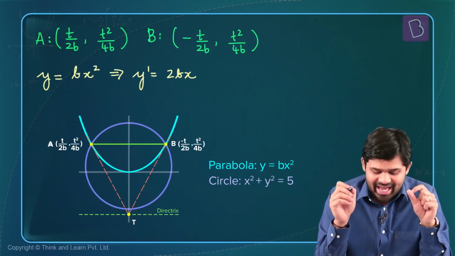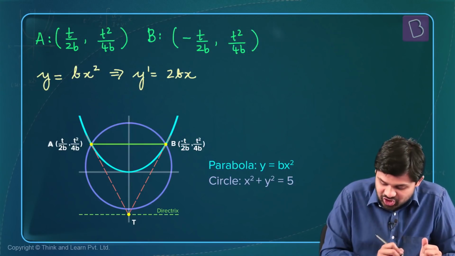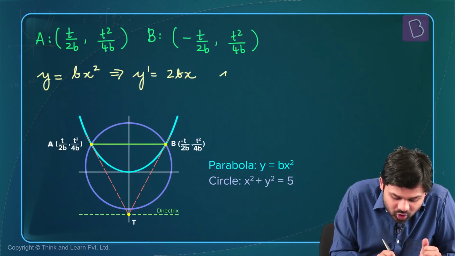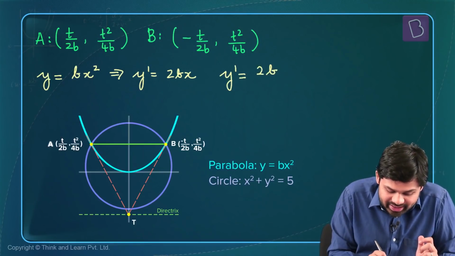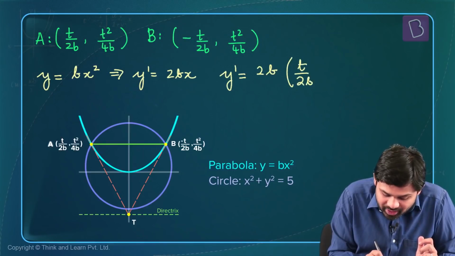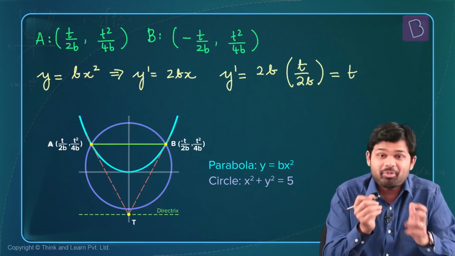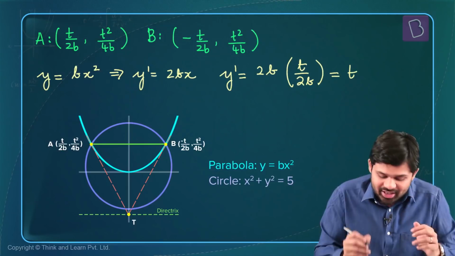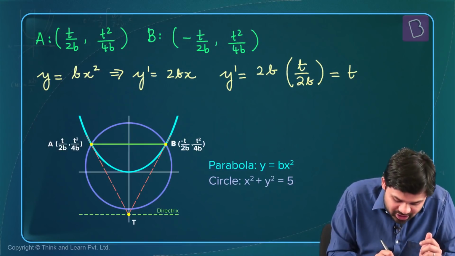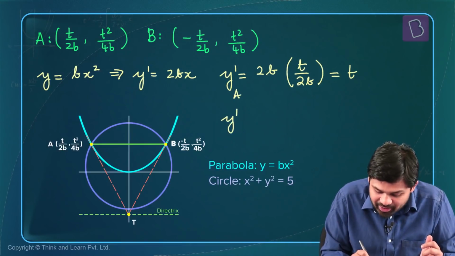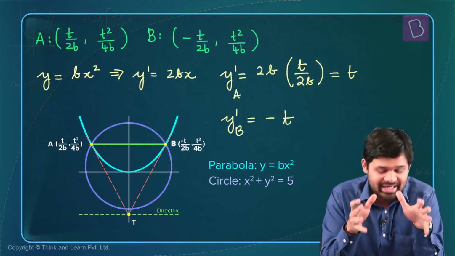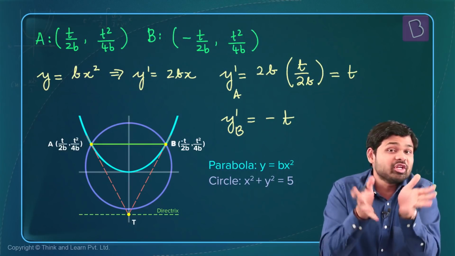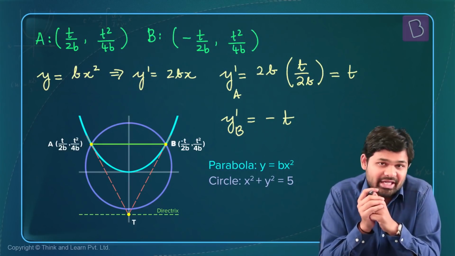So at point A, the slope of the tangent is going to be equal to y dash equal to 2b into what is the x coordinate there? The x coordinate is t divided by 2b. So the slope at that point is going to be equal to t. The slope at the other point, which is B, so this is y dash at A, y dash at B, if you compute, will be equal to negative t. So I get these two as the slopes of the two tangents at point A and point B.